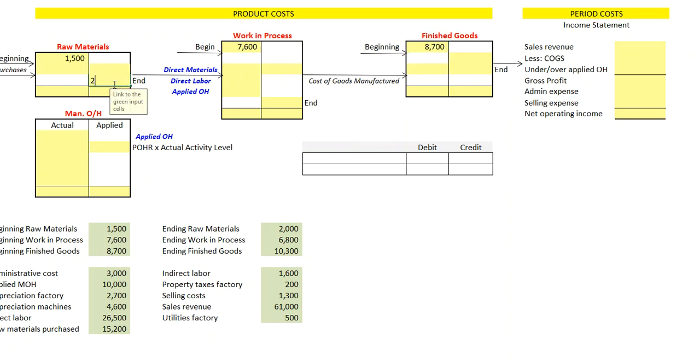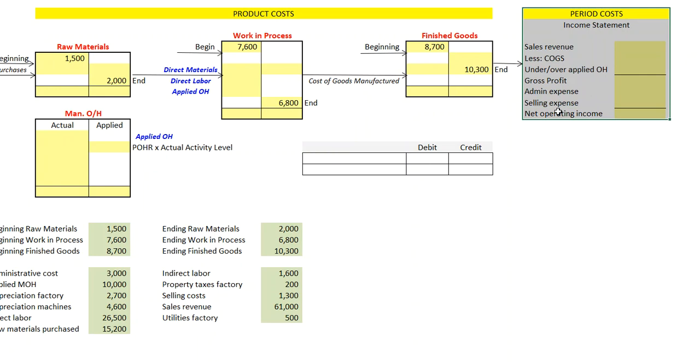Ending balance for raw materials is $2,000. Ending balance for work in process is $6,800. And ending finished goods is $10,300. We're also given some information regarding some costs that were incurred during the period. And let's see how these would show up on our cost flow diagram as well as our income statement.